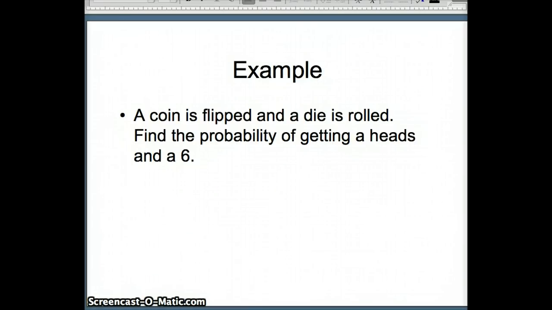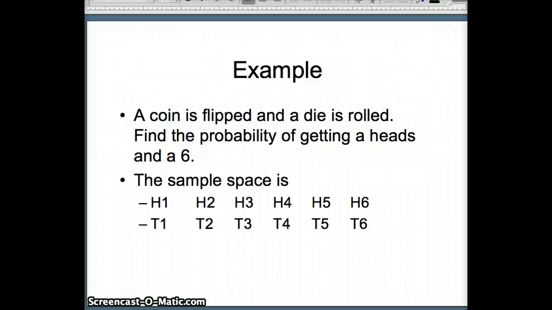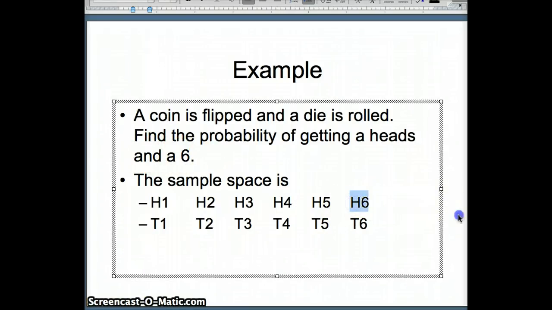So here's our example. A coin is flipped and a die is rolled, and we want the probability of getting a heads and a six. Well, we can give ourselves a sample space. The coin could be heads, so heads one, heads two, heads three, heads four, heads five, heads six, or tails, tails one, tails two, tails three, tails four, tails five, tails six. So we've generated all 12 members of the sample space, and the question is how many of them are heads and a six, and certainly this is a key idea for us.